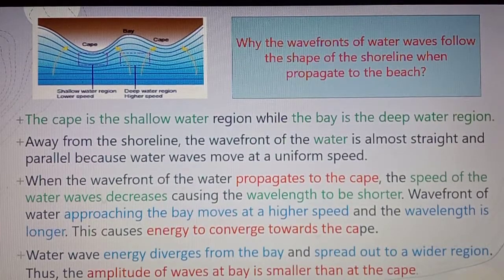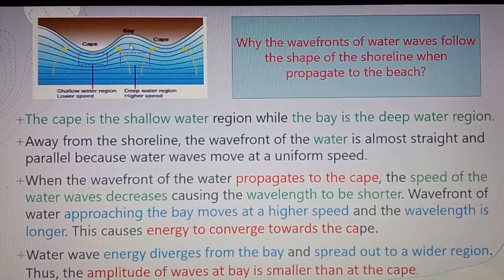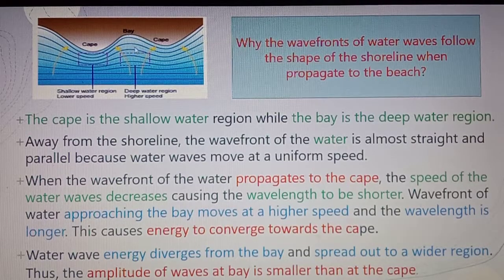So what happened next? Water wave energy diverges from the bay and spreads out to a wider region. Thus, the amplitude of the wave at the bay is smaller than at the cape. That's the reason why the safer place for swimming activity is normally the bay area, not the cape area. Even the resort is also built near the bay area, because here you can see the water is calmer compared to the cape part.